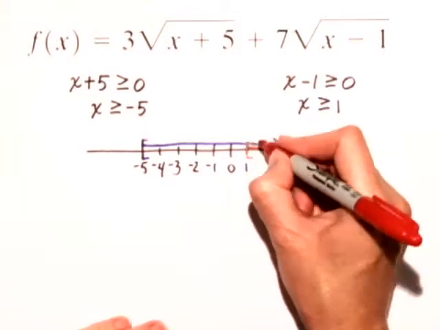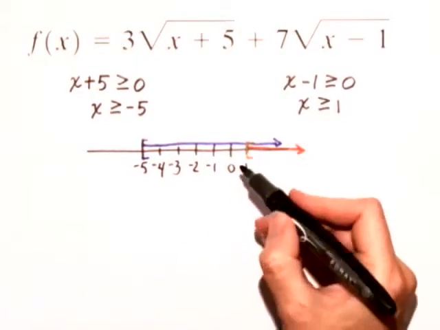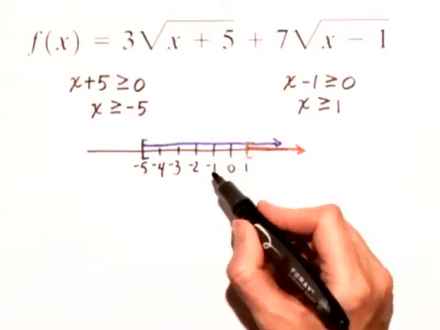So, how do we write the domain for this function f of x? Well, we need to choose the values that are common to both domains. So it's really going to be the intersection of these two domains. In other words, I can't choose a number to the left of 1 on the number line.